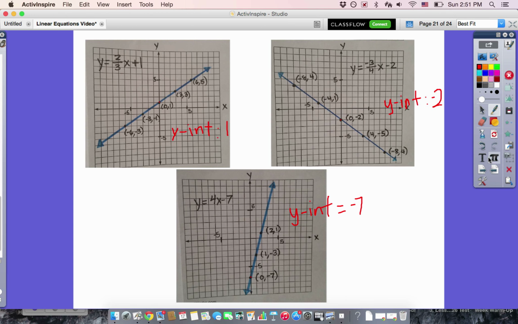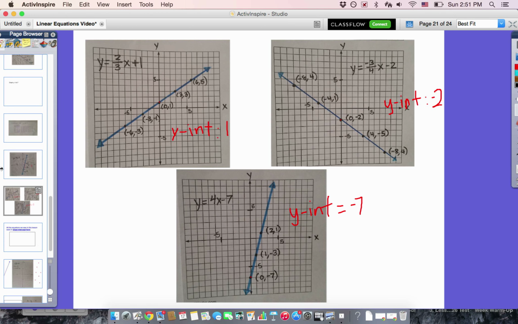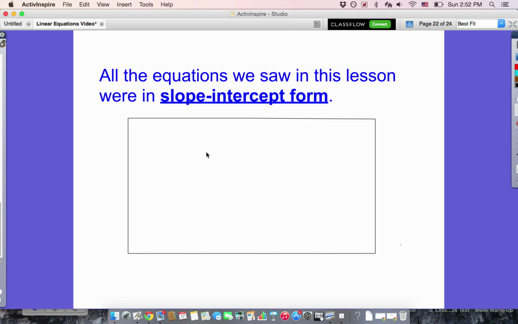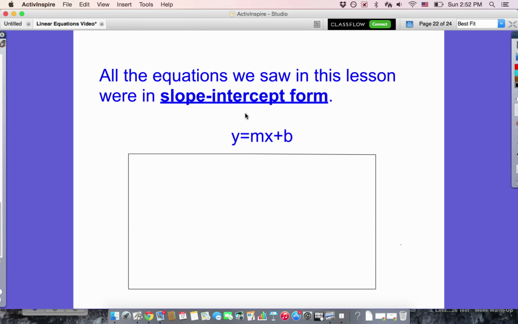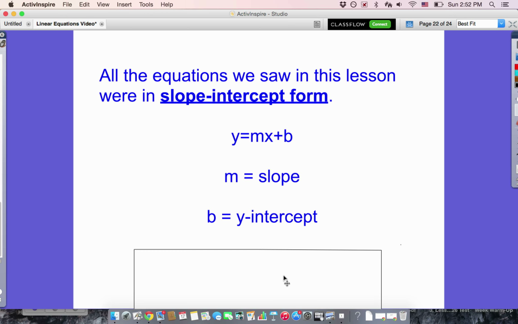Okay, so whenever we have an equation written in slope-intercept form, we can easily see what the slope is and what the y-intercept is. Okay, so let's get a formal definition. So again, all the equations we saw in this lesson were in slope-intercept form. And slope-intercept form is just when we have something that is in the form of y equals mx plus b, where y is isolated or by itself on one side of the equation. Okay, and so m stands for the slope, and b stands for the y-intercept.